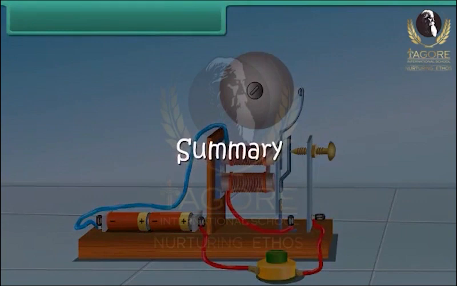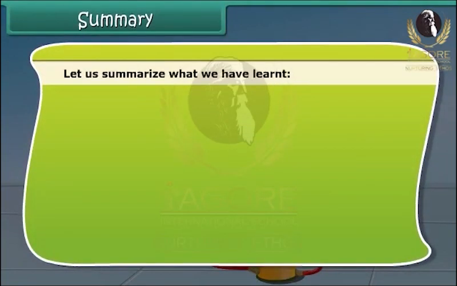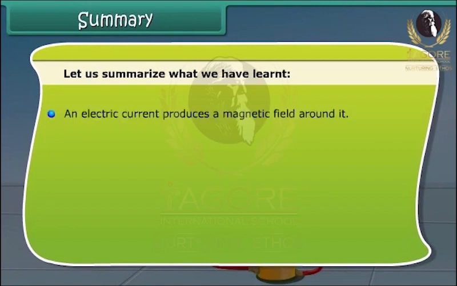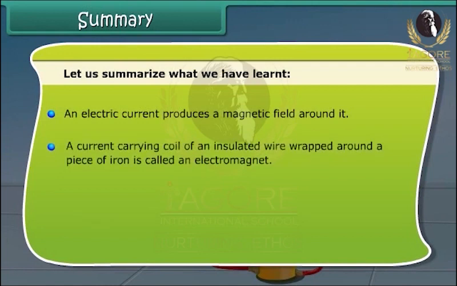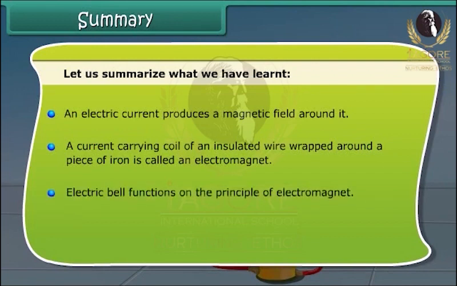Summary. Let us summarize what we have learned. An electric current produces a magnetic field around it. A current-carrying coil of an insulated wire wrapped around a piece of iron is called an electromagnet. The electric bell functions on the principle of an electromagnet.